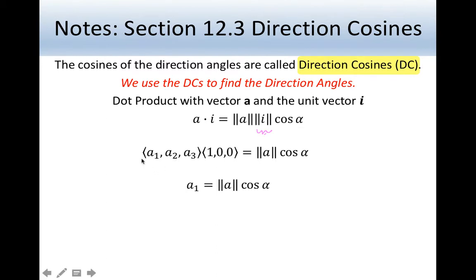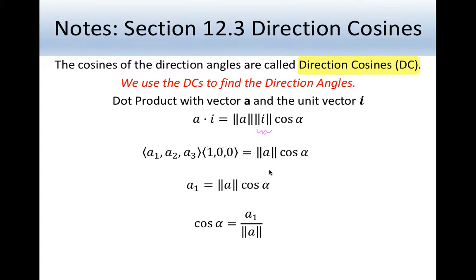Now, what happened to this side? I did the dot product: A1 times 1 plus A2 times 0 plus A3 times 0 just gives me A1. And now I'm going to solve for cosine. And then, of course, from here, I can get the angle by using inverse cosine, and knowing which quadrant I'm in, don't forget that.